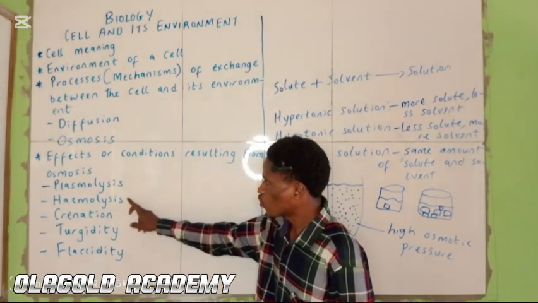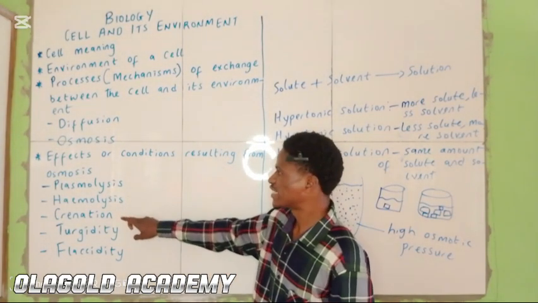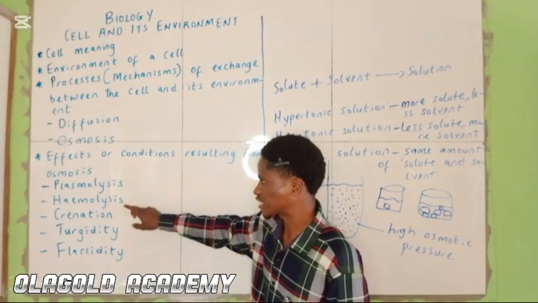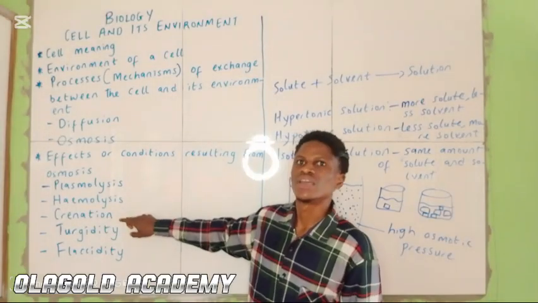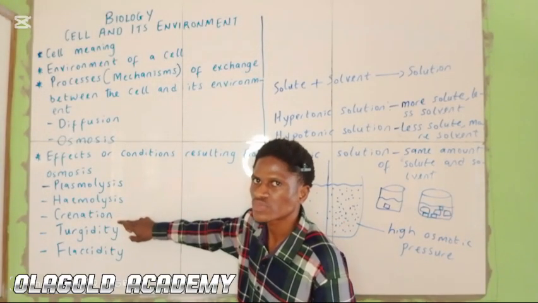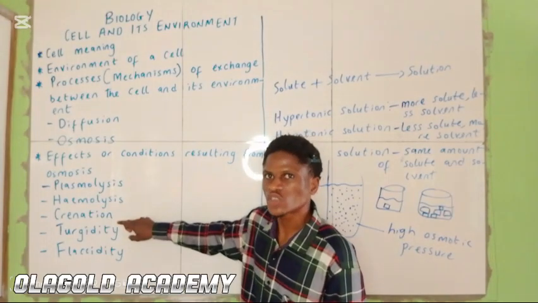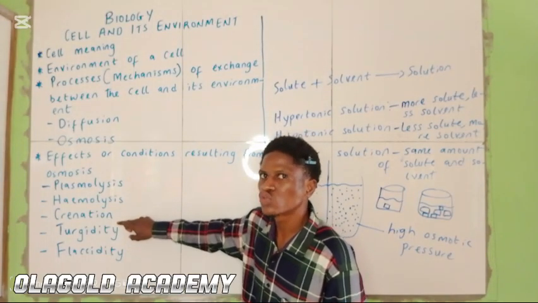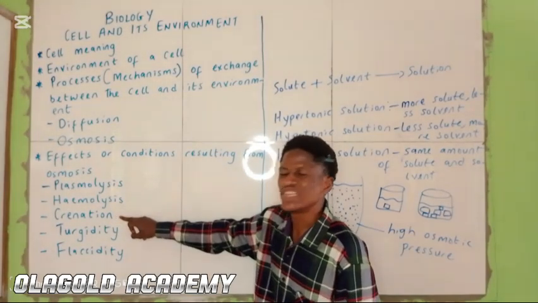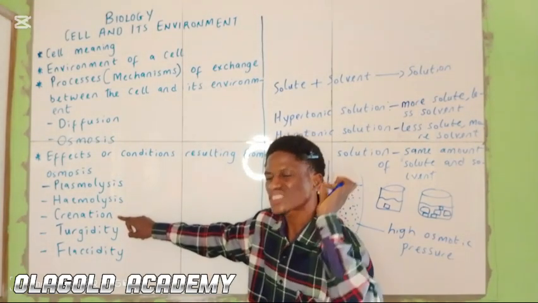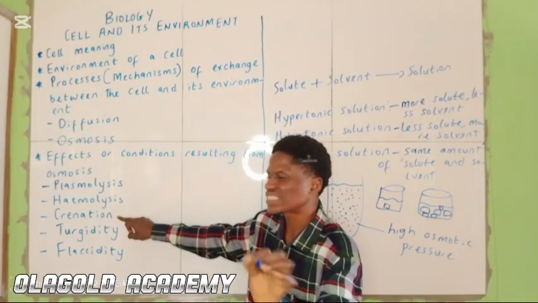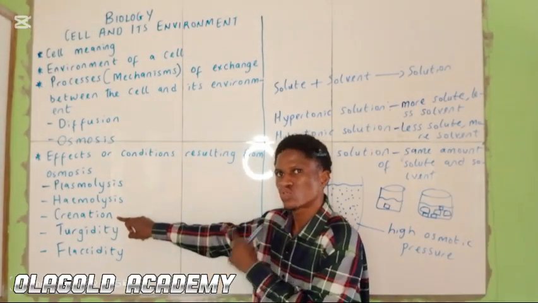The next one after hemolysis, we have crenation. Crenation is the opposite of hemolysis. Crenation is the shrinkage of the red blood cell when placed in a hypertonic solution. Crenation is simply just the shrinkage of the red blood cell when placed in a hypertonic solution.